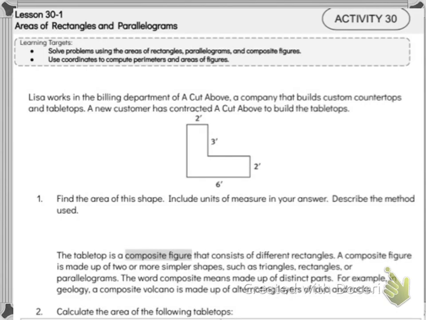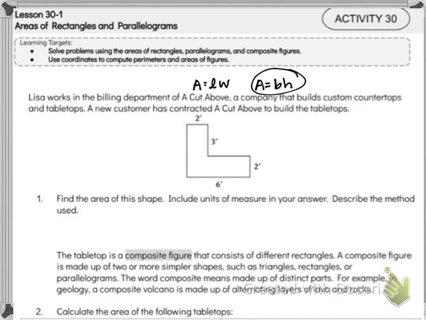All right, so we're going to start with rectangles and parallelograms. So when we're trying to find the area of a rectangle, our formula is area equals length times width, or area equals base times height. We're going to focus primarily with this one. They both mean the same thing. You're just taking the lengths of the sides and multiplying them together.